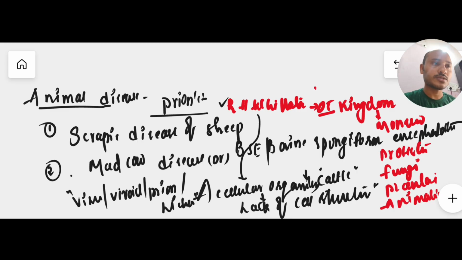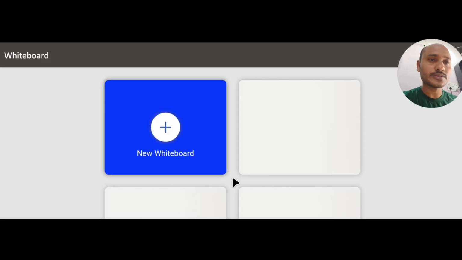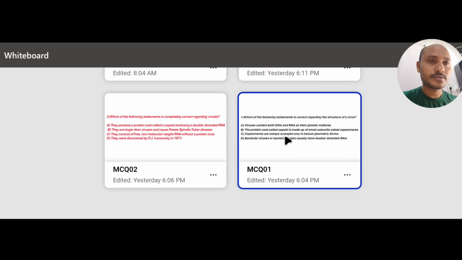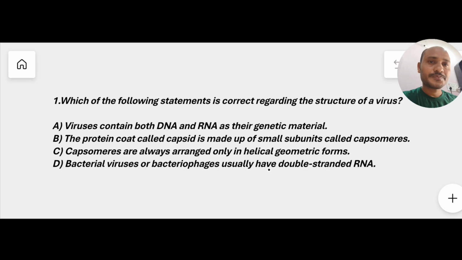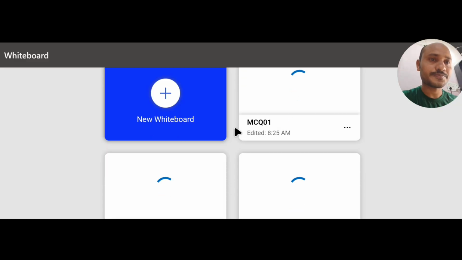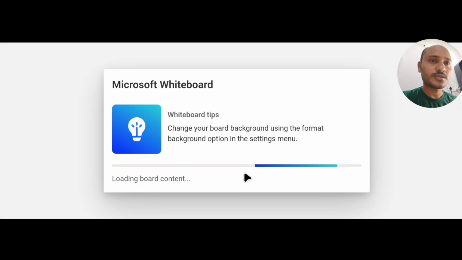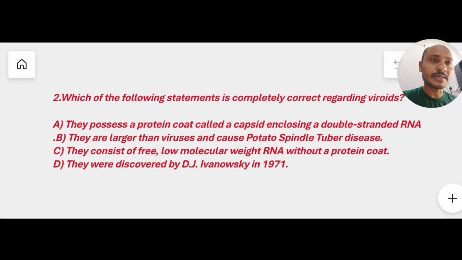So this is all about the entire concept of virus, viroids, and prions. Here I have provided three important MCQs from this topic. Which of the following statements is correct regarding the structure of virus? There are four options. Read it, analyze it, and drop your answer in the comment box. The second MCQ asks about viroids. All these four options are what we have discussed in our video lecture.